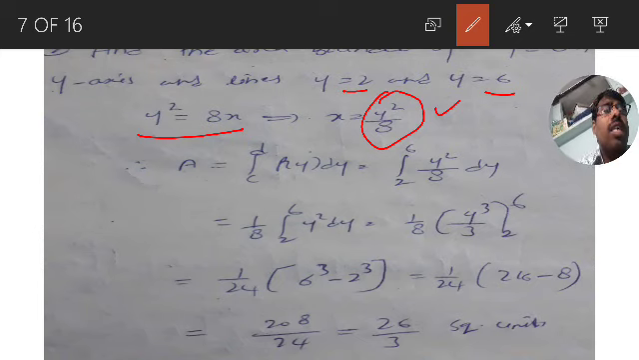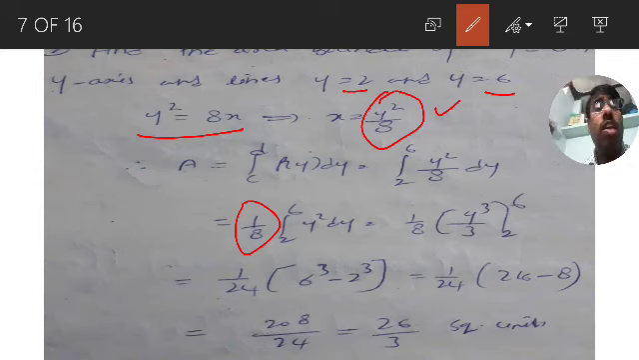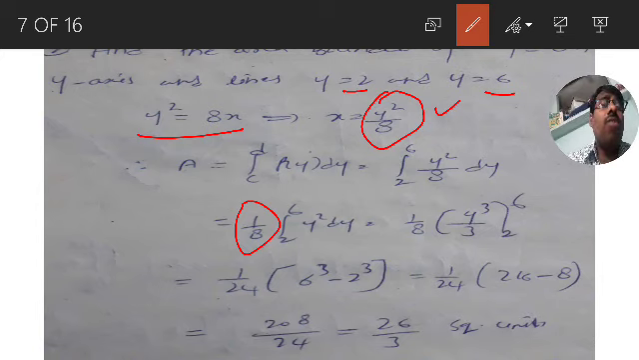Integration 2 to 6, what is f of y? F of y is y square by 8 into dy. 1 by 8 constant, integration 2 to 6 y square dy. So it is of the form integration of x to the power of n into dx, which is x to the power of n plus 1 by n plus 1 plus c.